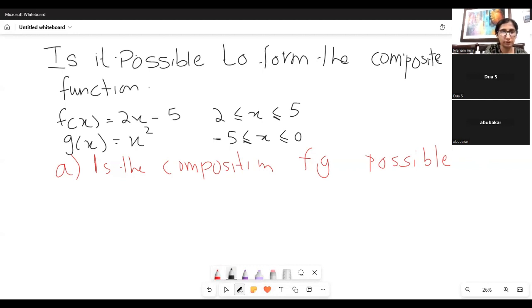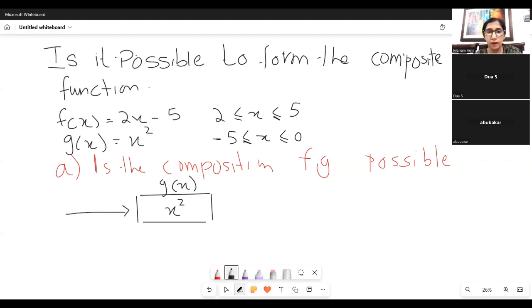Let's write the function g(x) in a bar. This is g(x), it's x square. And what are its input values? Its input values are -5 to 0. That's correct. I'm just writing the integer values: -5, -4, -3, -2, -1, and 0.